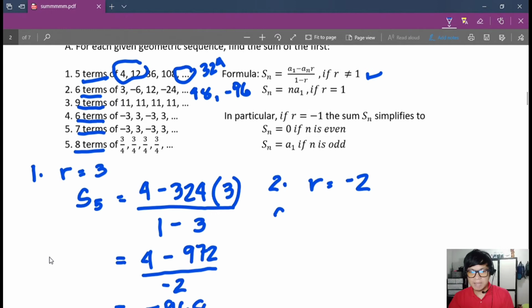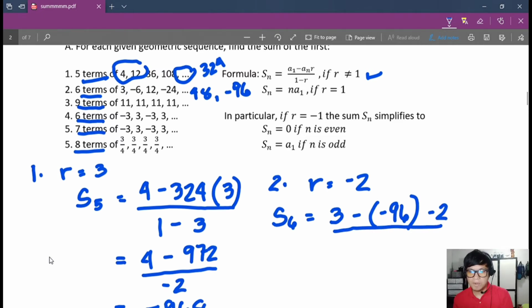So the sum of the first 6 terms is equal to the first term, 3, minus the last term, which is negative 96. Don't forget to put a parenthesis here to separate the negative sign from the other sign outside. So negative 96 times negative 2, all over 1 minus negative 2. The common ratio is negative 2.